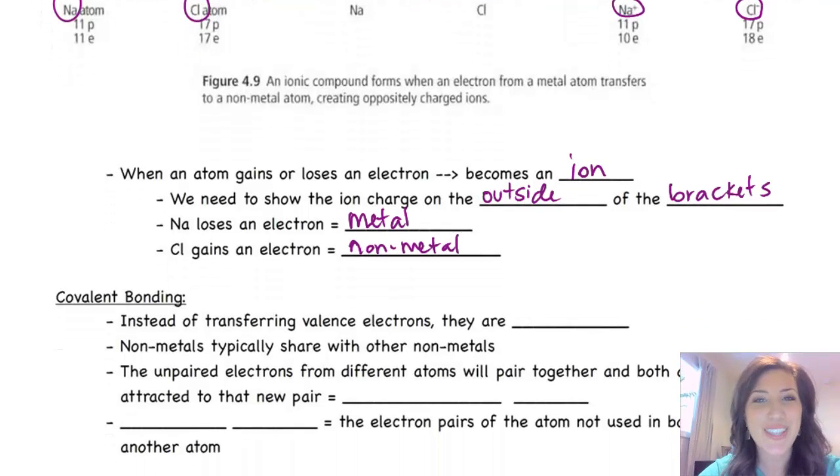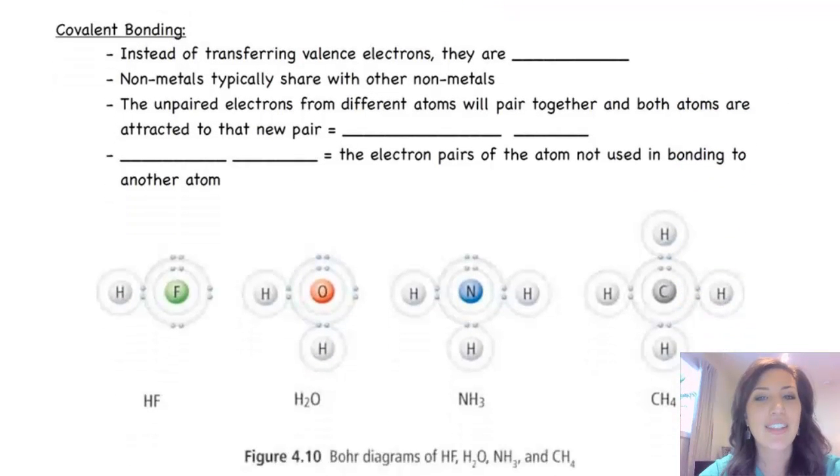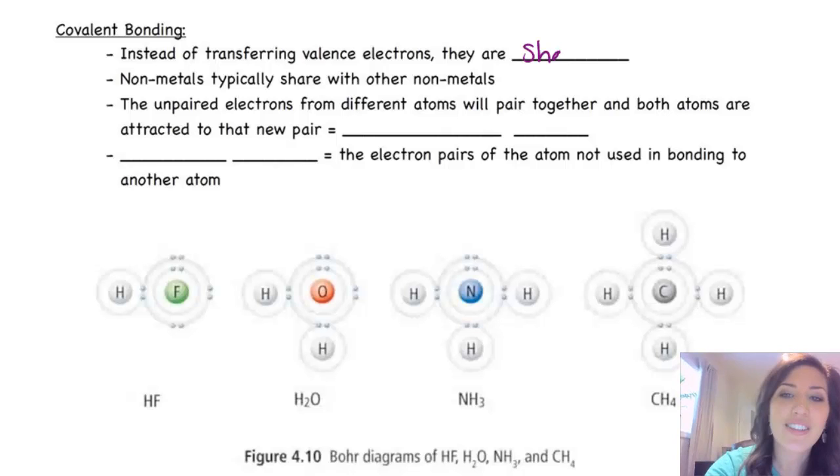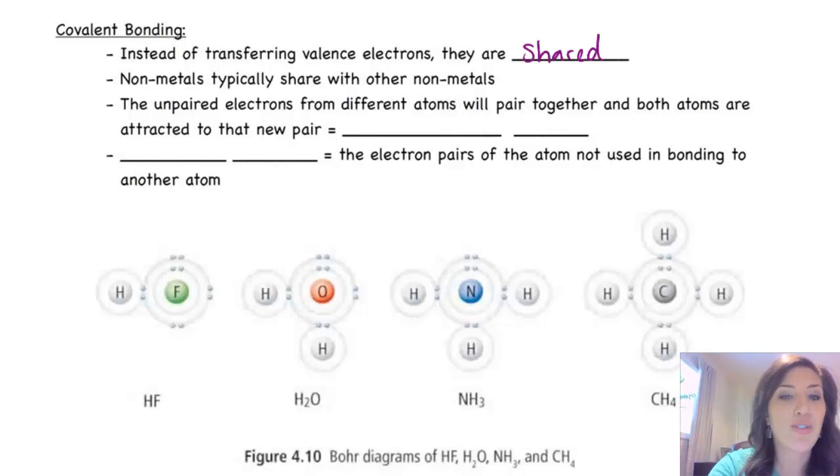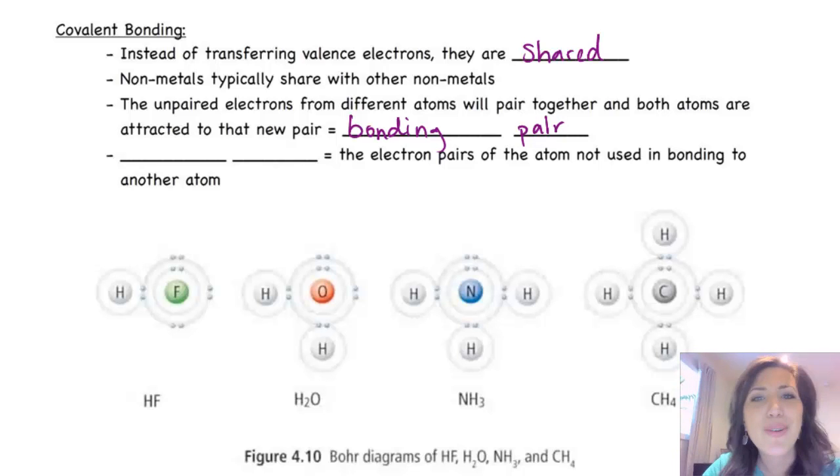On to our second type of compound. This is covalent bonding. So instead of giving away an electron, they are shared. So the electrons are shared between a couple of atoms. So typically we see this between 2 nonmetals. The unpaired electrons from the different atoms will come together, and both atoms are now attracted to that pair. We call this the bonding pair. This is the pair that completes that bond between those atoms.